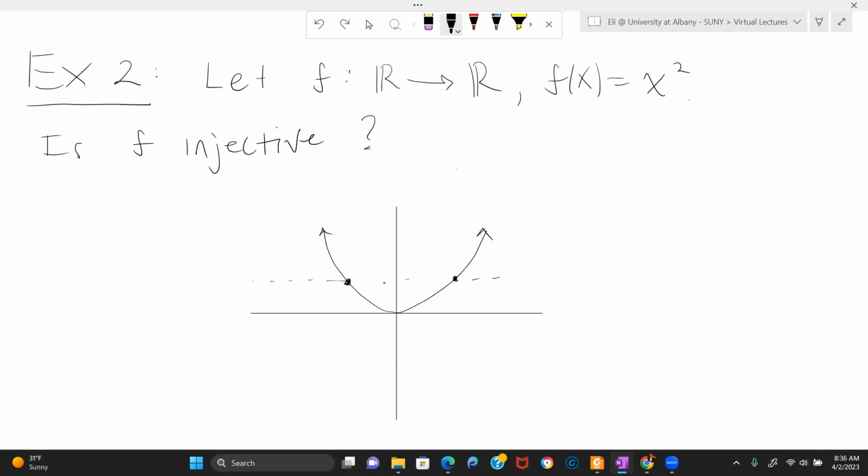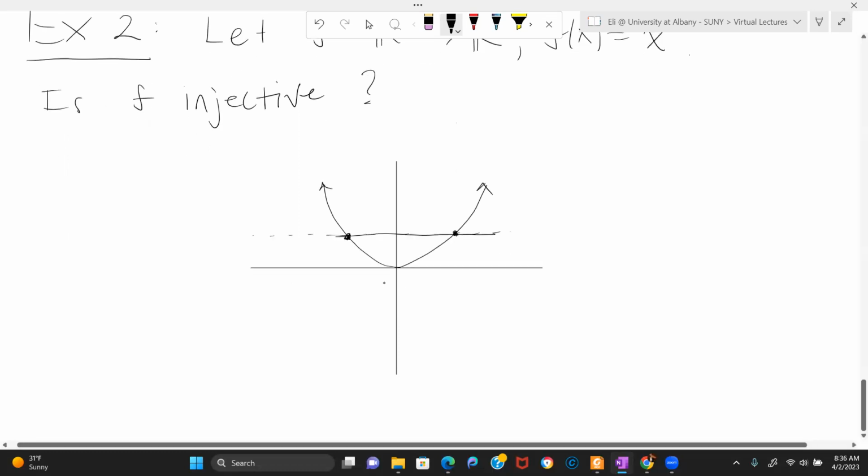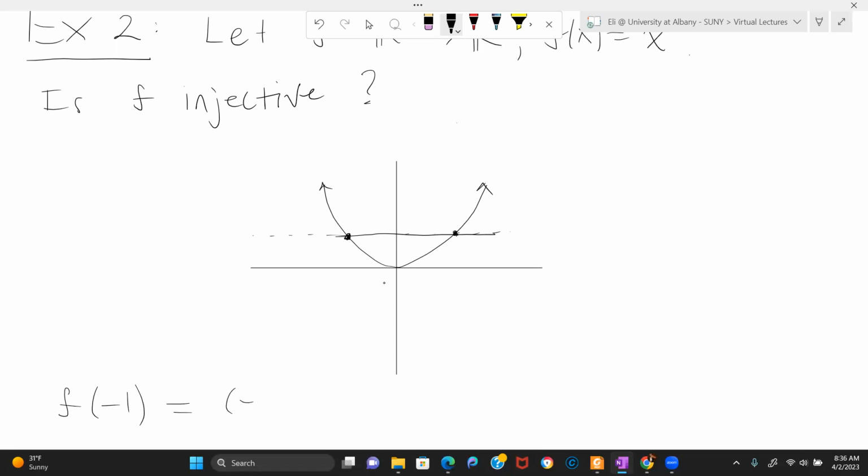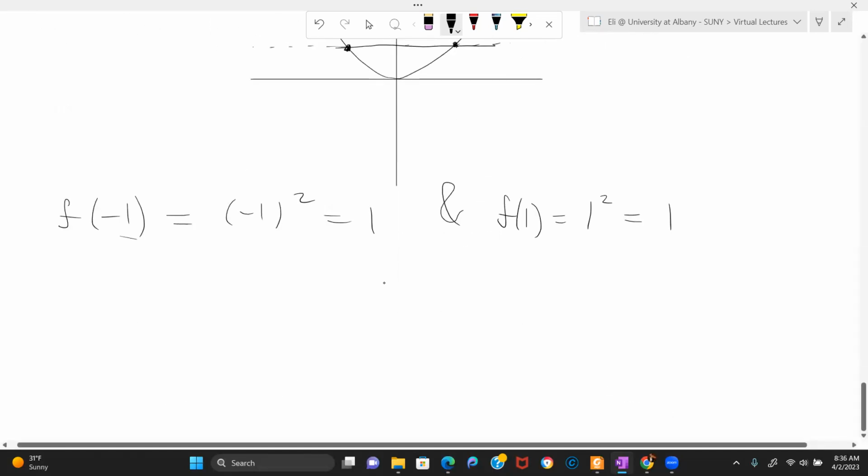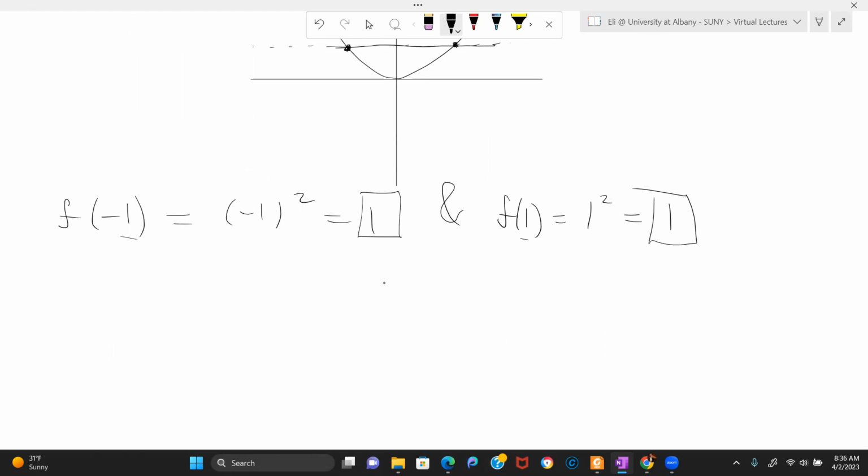The horizontal line test is: if you have at least one horizontal line that passes through two points, then you're right away not injective. So you can see it through the horizontal line test, but you can also just do a simple calculation. f of -1 is going to be (-1) squared, which is 1. And on the other hand, f of 1 is going to be 1 squared, which is 1. So -1 and 1 are distinct points, but they get sent to the same point. So f is not injective.